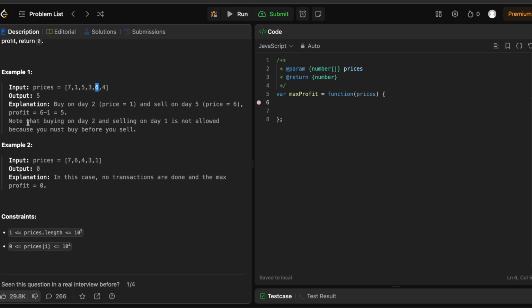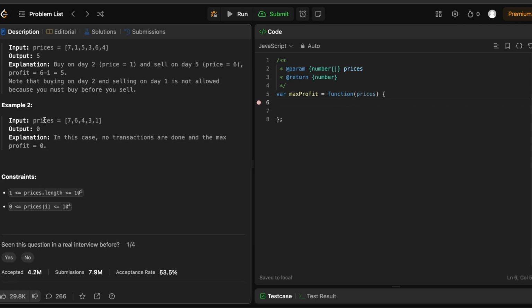See the explanation: buy on day 2, price equals 1, and sell on day 5, price equals 6. Note that buying on day 2 and selling on day 1 is not allowed because you must buy before you sell. So basically what that's saying is you can't get away with just finding the maximum value in the array and then finding the minimum value, calculating the difference and returning it, because you also got to remember that you can't go back in time and buy a stock. Another example: input prices is 7, 6, 4, 3, 1 and output is 0. In this case, no transactions are done and the max profit equals 0.